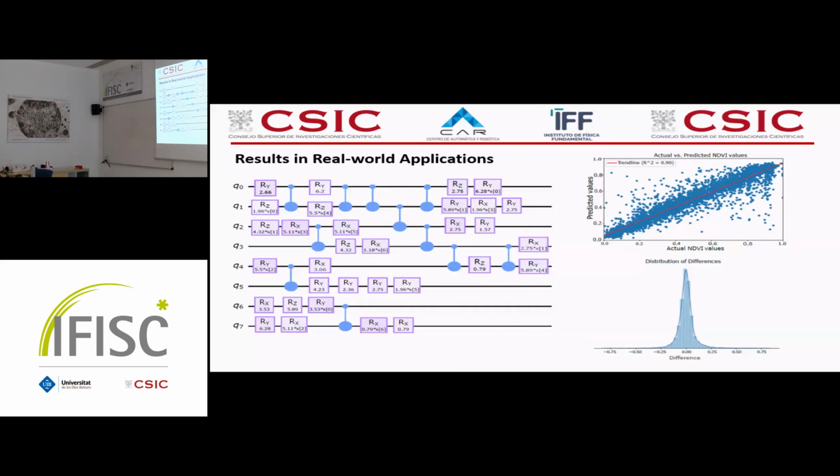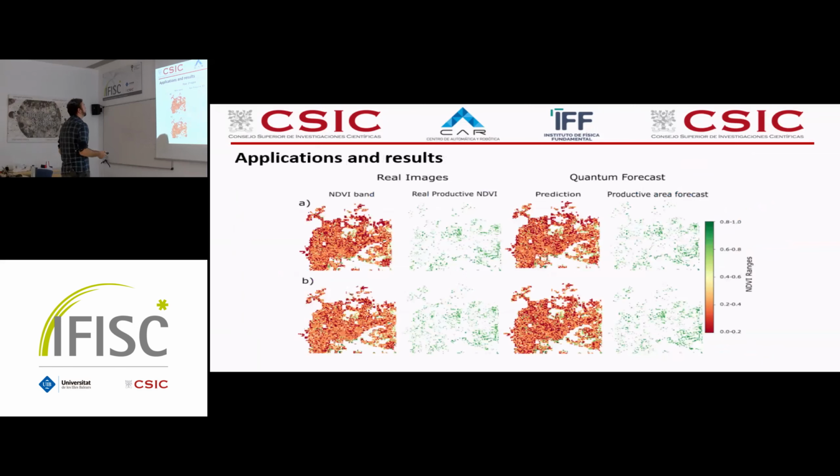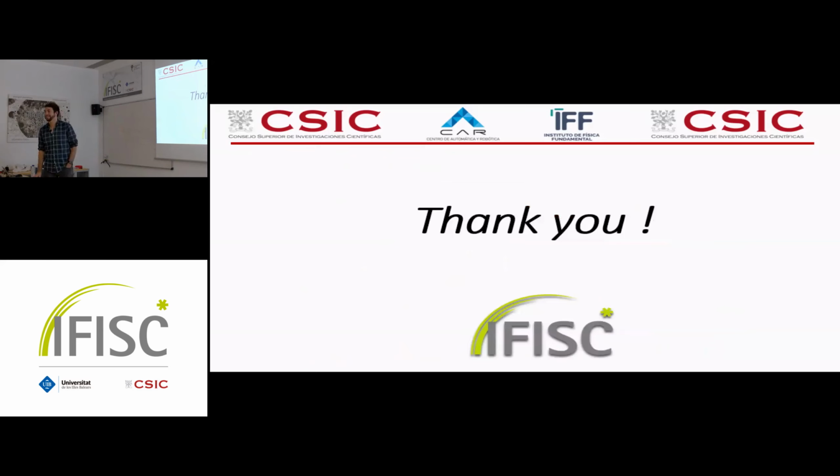Here is the regression of the predicted values against the actual values, and these are the differences, which are very close to 0. So it worked, and I was very happy that it worked. And these are some dates that we had just as a test. These are the real images, and this is the quantum forecast. As we can see, they are very close, and for t plus 20, it worked properly.